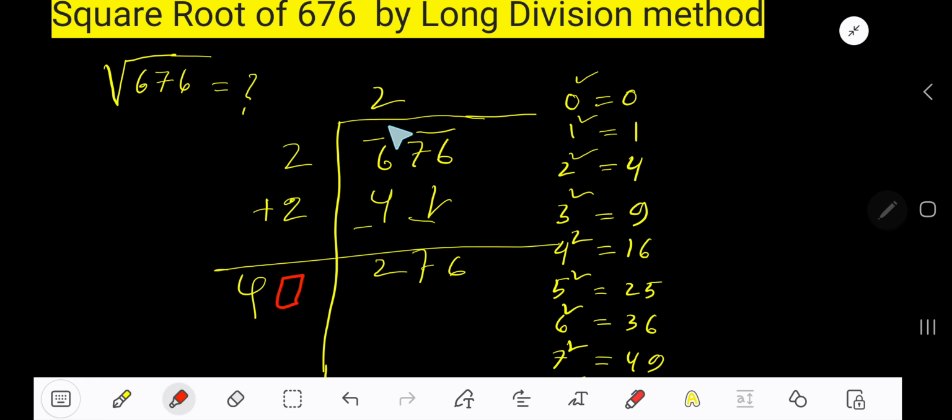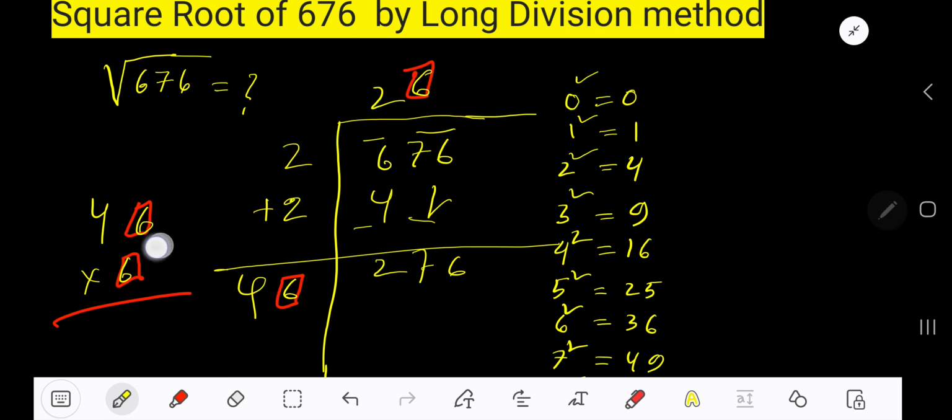Now you have to take a number here and multiply. If your product is equal to 276 or nearest to 276, then your guessing number will be correct. So let me guess the number is 6. The same digit must come here. So 6 times 46.